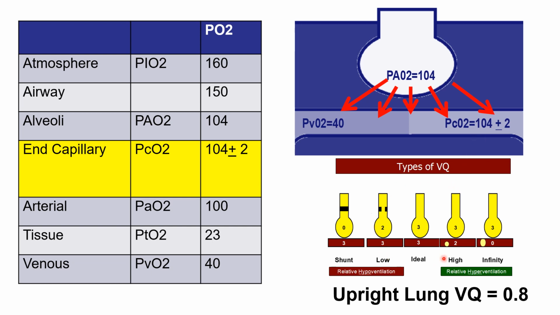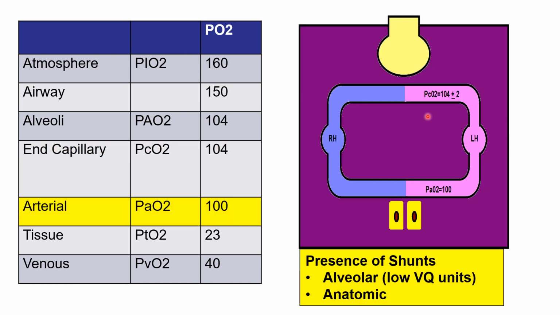On an average, the VQ relationship of an upright lung is 0.8. And therefore, if we average all of the respiratory units and capillary O2 tension, it is going to be less than 104. From an end capillary O2 tension of 104 plus minus 2, the arterial oxygen tension now becomes 100.